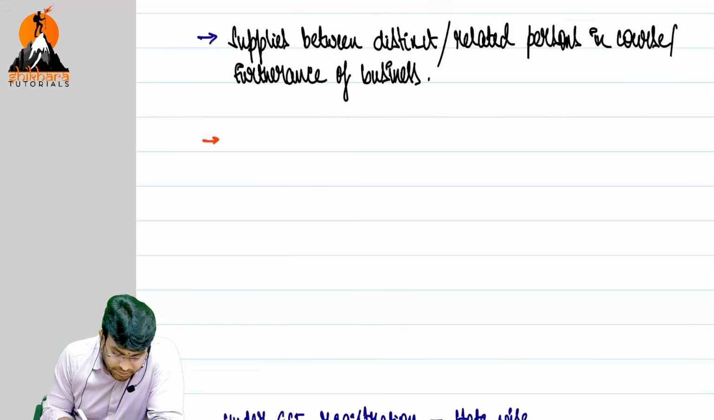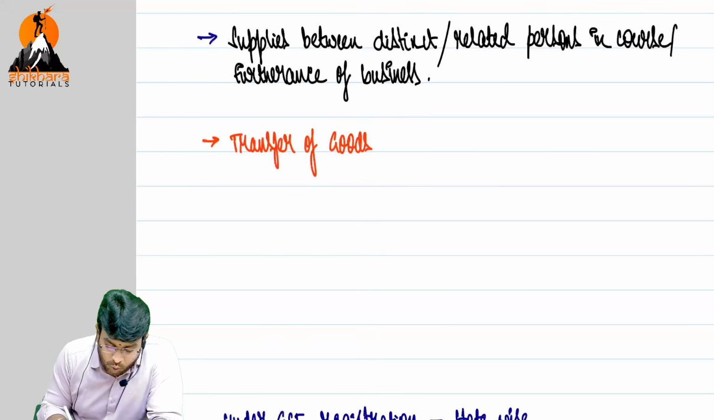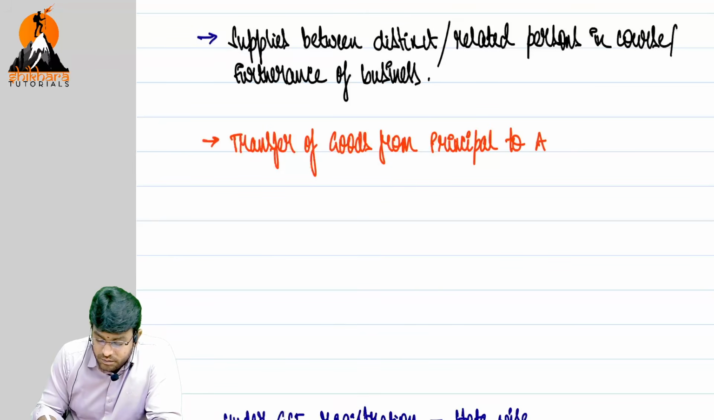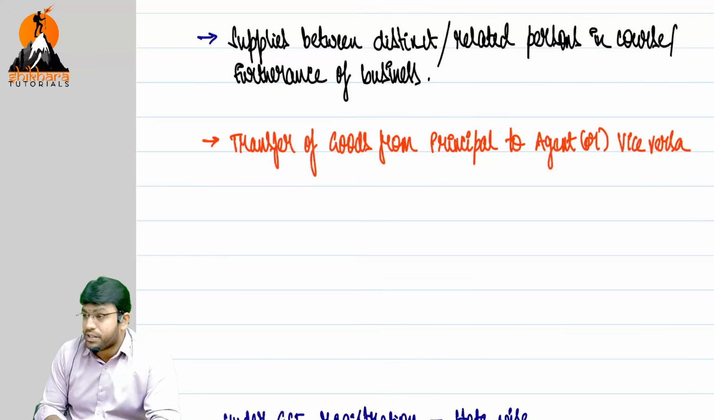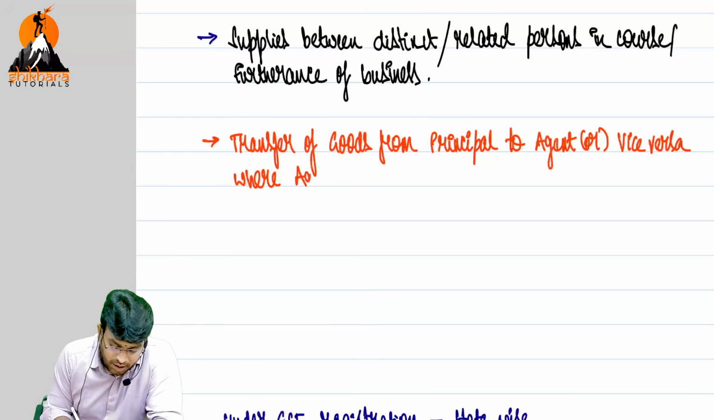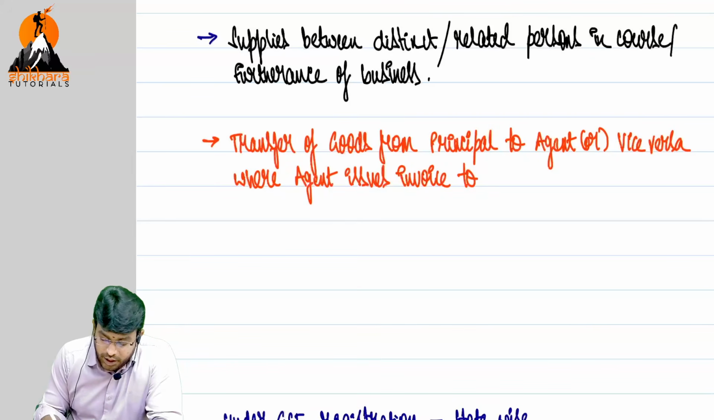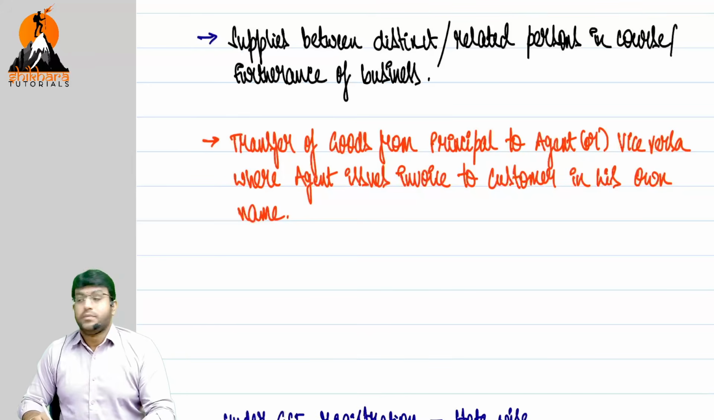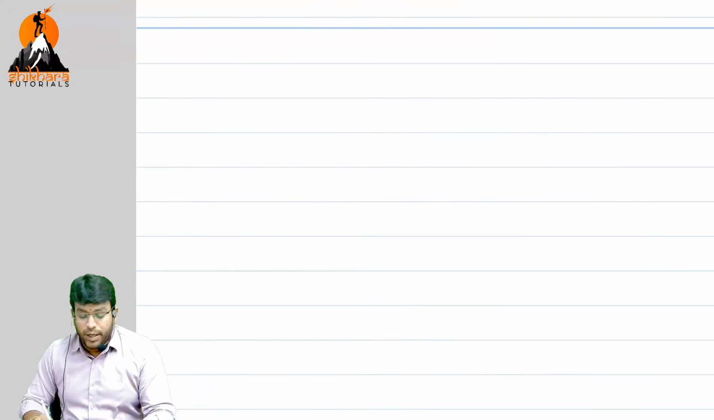Next, third point. Transfer of goods, only goods, sir, only goods, from principal to agent or vice versa, where the agent issues the invoice to the customer in his own name. Agent issues invoice to customer in what name, sir? Own name. I hope you would have heard this concept.